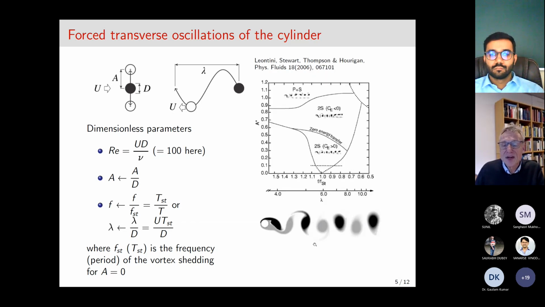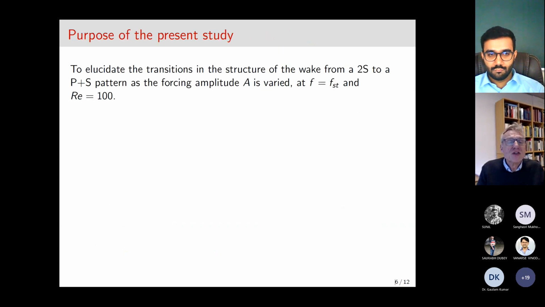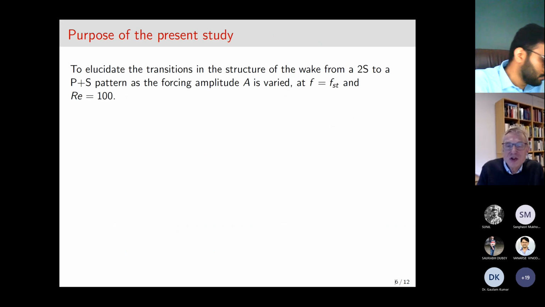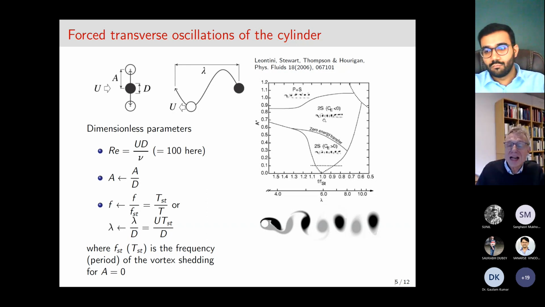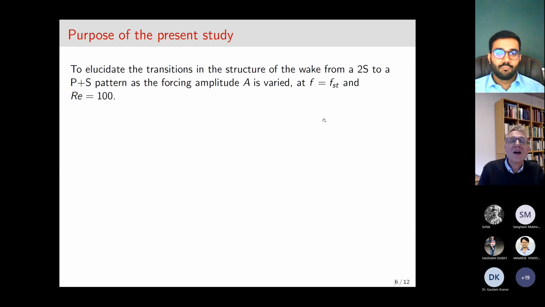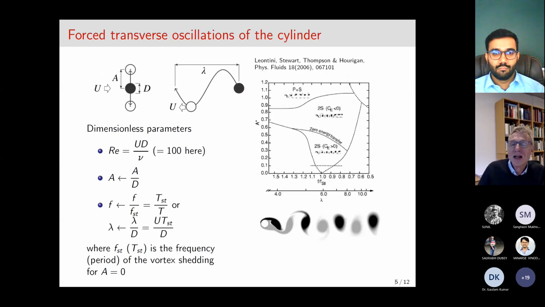And here's an example of one of their computational pictures of the vorticity as well. As you saw in this one, there's this transition from 2S to P plus S in these computations, and that is exactly what I want to study. And I will concentrate on fixing the frequency at the Strouhal frequency, and again Reynolds number 100, and see what's actually going on there, which in the previous diagram was just a single line here.